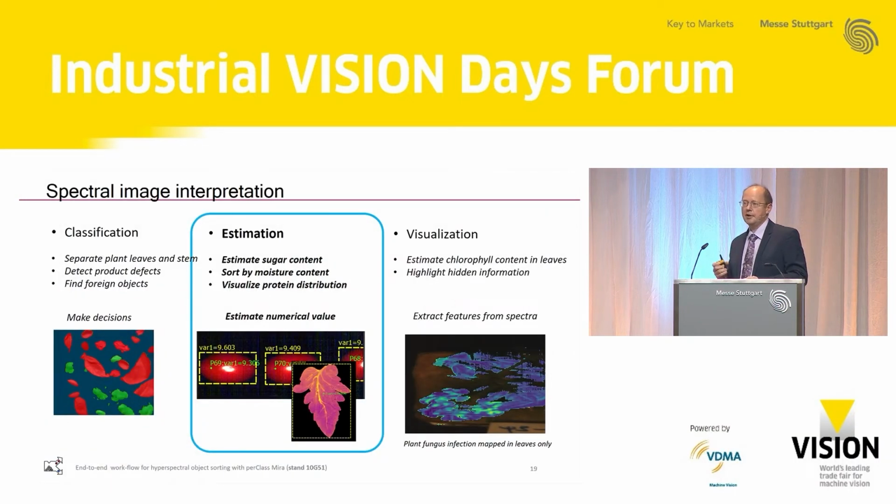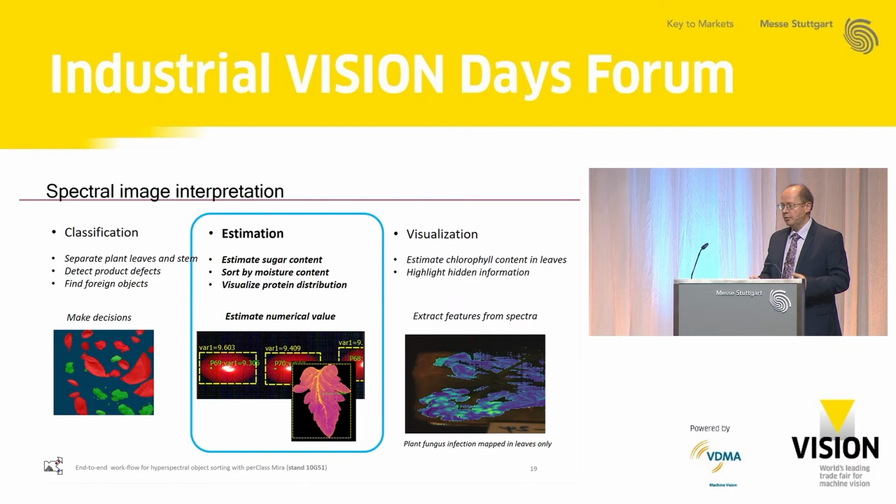The estimation use case is basically going a step further. For objects that we find, we actually want to estimate some quality parameters, such as sugar content, fat content in meat, protein content in product, and so on.